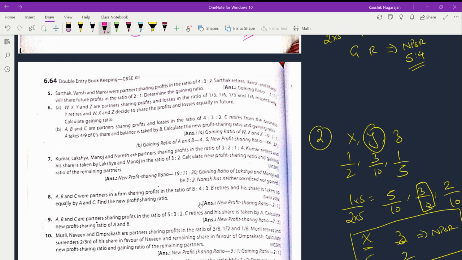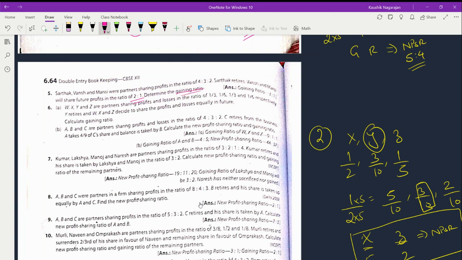That means 4 plus 3 is 7, 7 plus 2 is 9. So 4 by 9, 3 by 9, and 2 by 9. It is given that S retires, and Vansh and Mansi will be continuing, sharing future profits in the ratio of 2 is to 1. So in this case, NPSR is given to us. They are asking us to find out the gaining ratio.